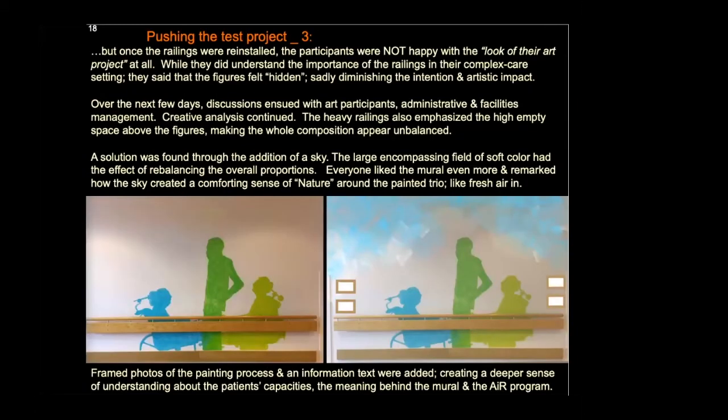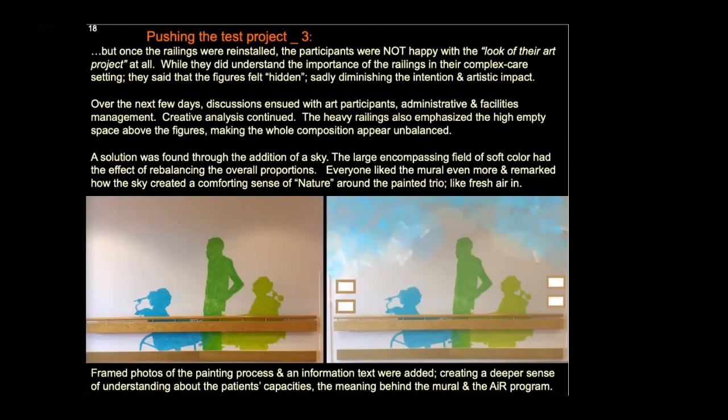Then the railings went back up. Uh-oh, that was a problem. So letters flew back and forth from the families to the administration, to the facilities management. People were concerned. It's actually interesting on a symbolic level that, as Linda reminded me, the railings actually push back the people and hold them back. So the people who were in the mural didn't like the way it looked at all.